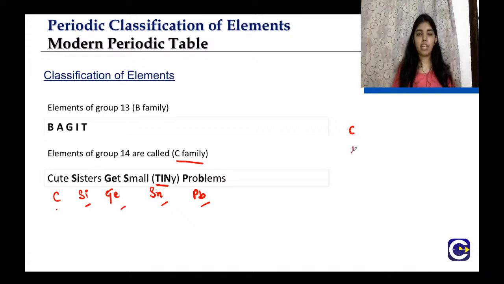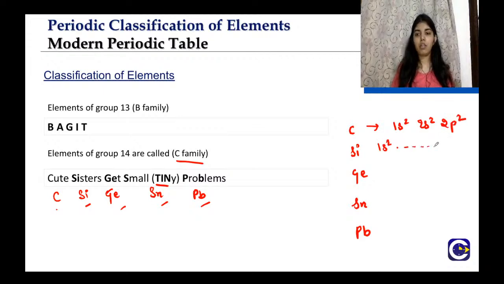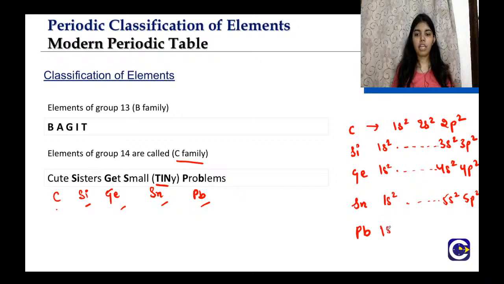Write down the electronic configuration. This will be 1s2, 2s2, 2p2. Then this will be from 1s2 to 3s2, 3p2. Then it will be from 1s2 to 4s2, 4p2. Then tin will be from 1s2 to 5s2, 5p2. Then lead will be from 1s2 to 6s2, 6p2. So the general configuration is ns2, np2.